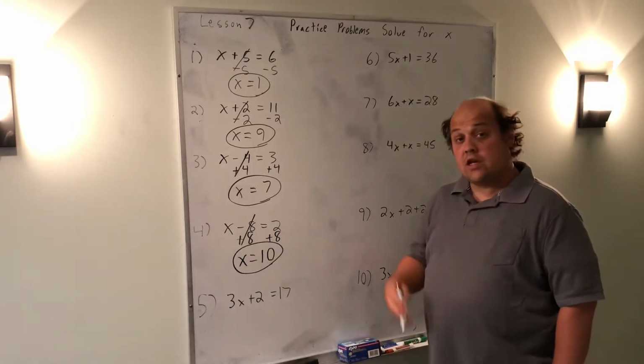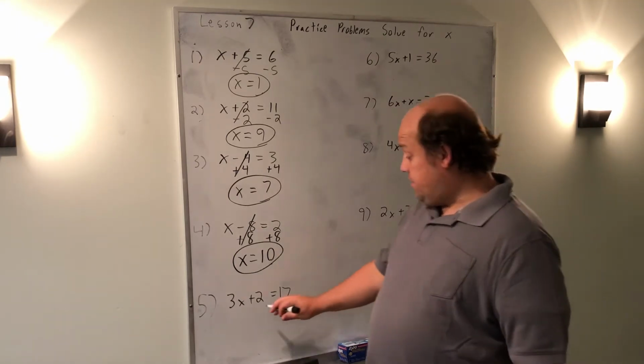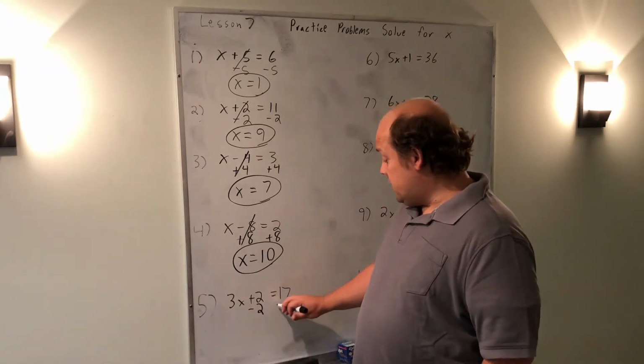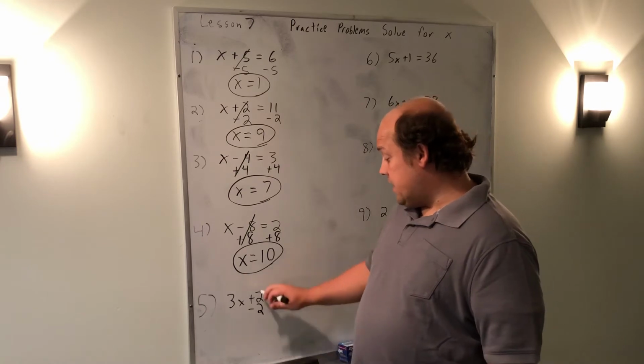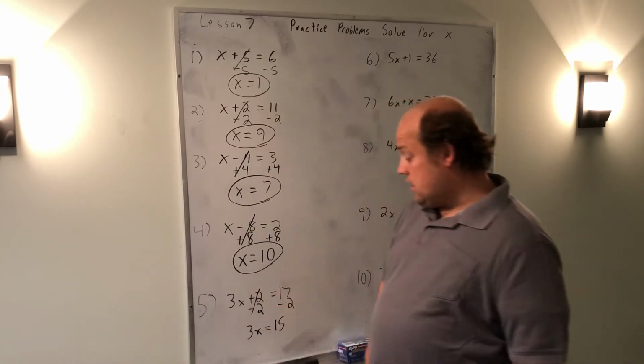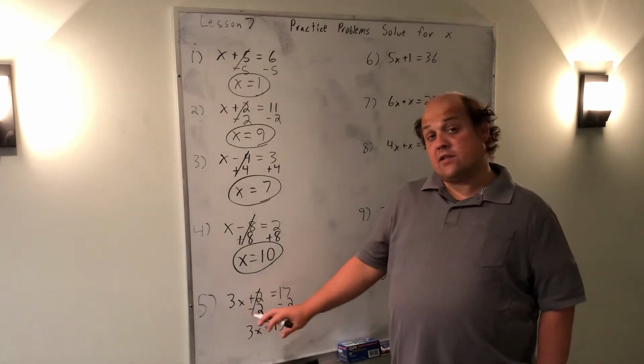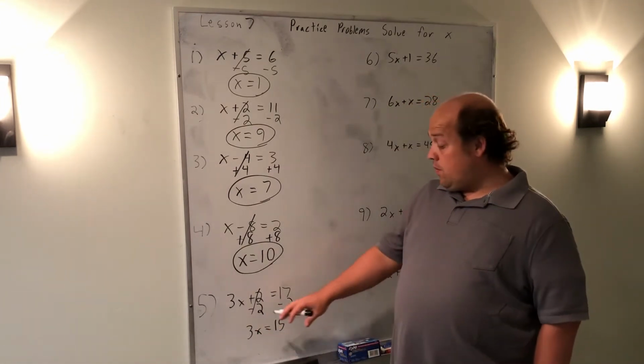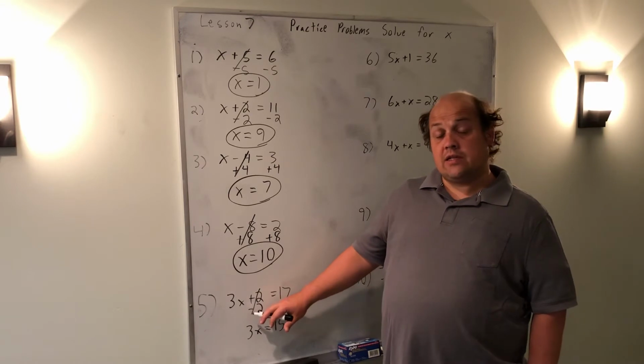Problem 5, we're going to need to do in 2 steps. The first step is like we've done above, get rid of this 2 by subtracting 2 from both sides. That's going to leave me with 3x equals 15. This 3x can be viewed as 3 times x. So the same way when we had addition, to undo it, we did subtraction.